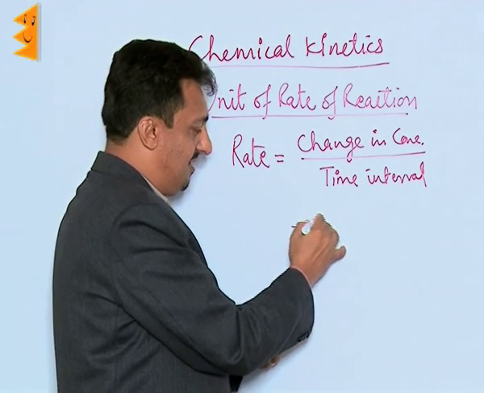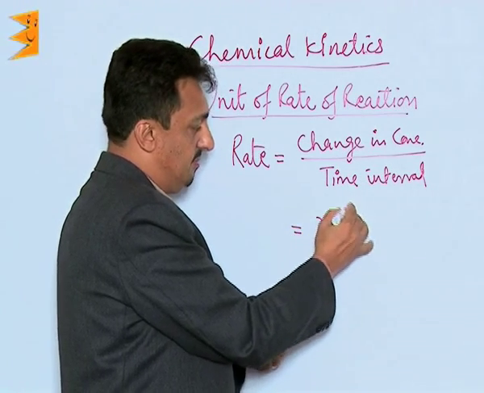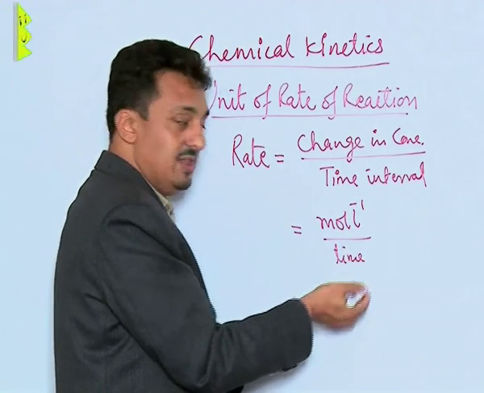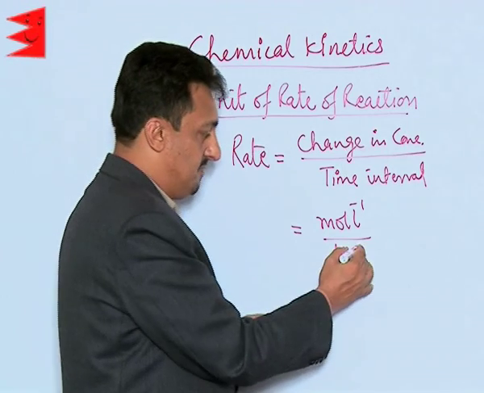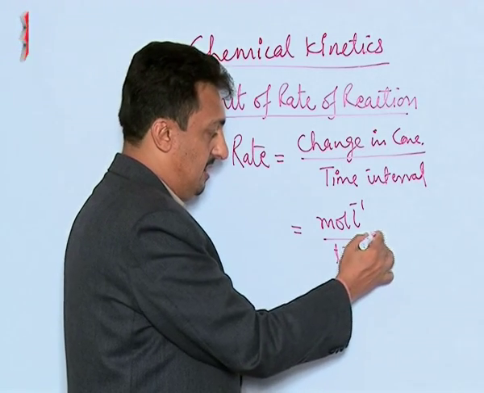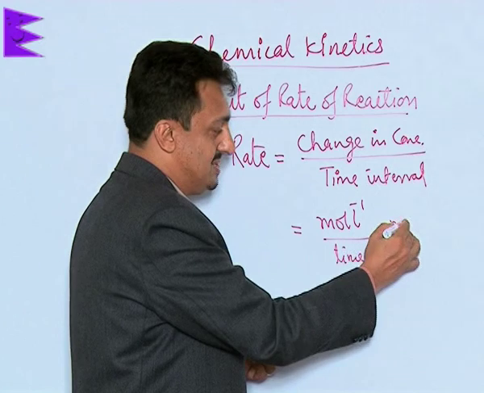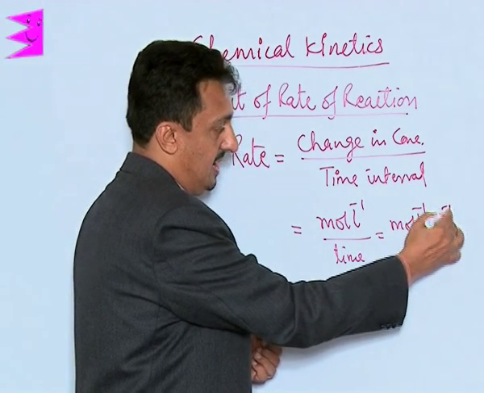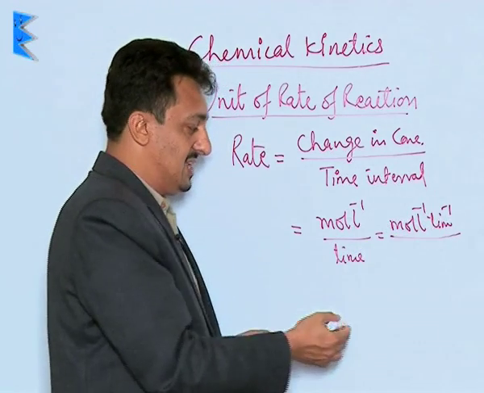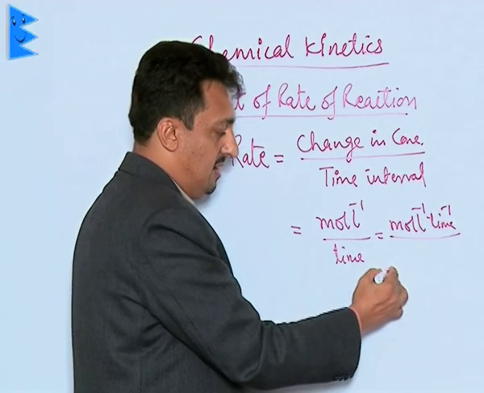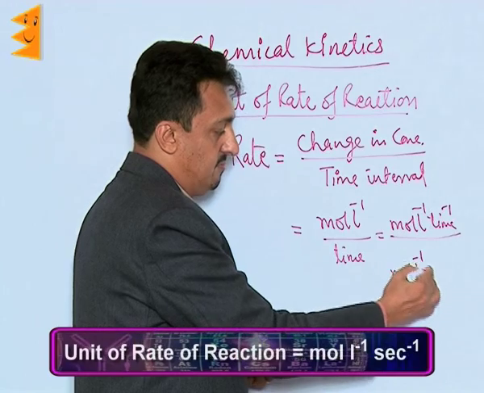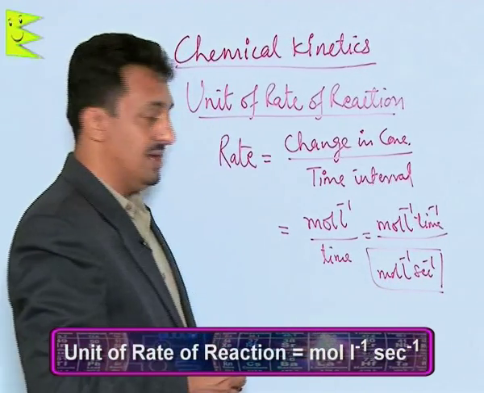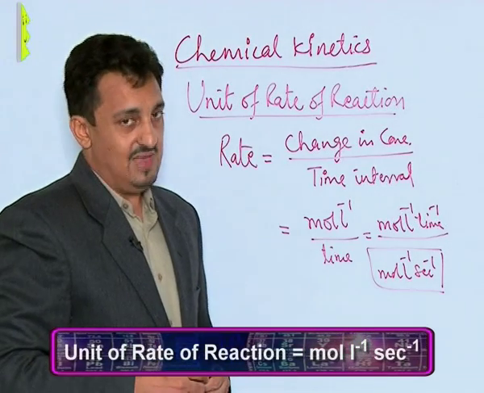See, change in concentration is expressed in moles per liter, and time usually we do in seconds, or it can be in any other terms. It is taken as time. So it is basically moles per liter per time, and if the time is taken in seconds, remember it will be moles per liter per second. So this is the basic unit of the rate of a reaction.